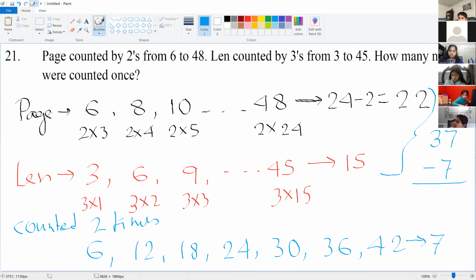Oh, I see. So you're trying to figure out how many of them are odd and how many of them are even from 15 and then trying to subtract them. Yeah, so if you divide 15 by 2, you get 7.5, and then just take out the 0.5 to get the answer.